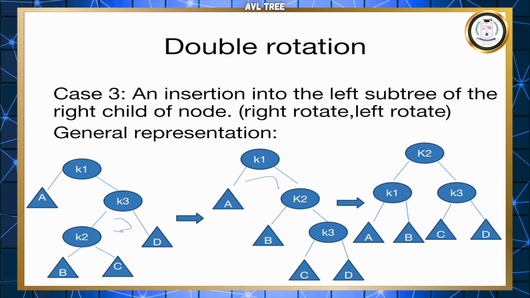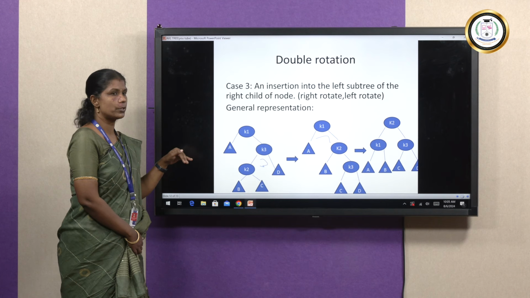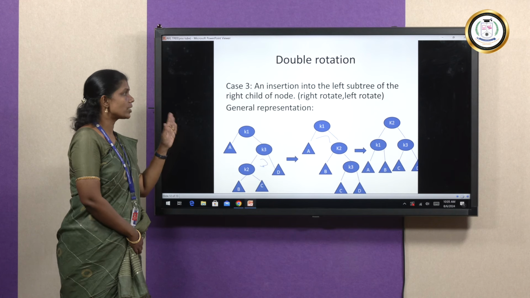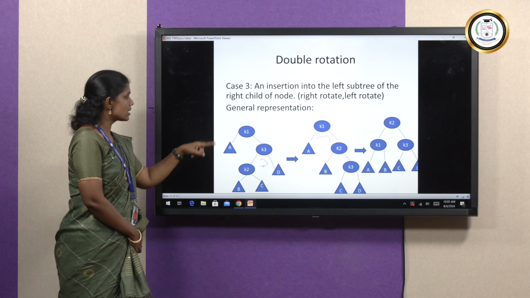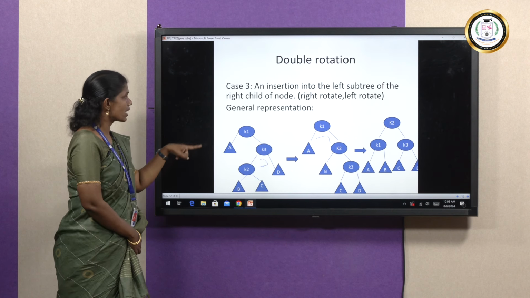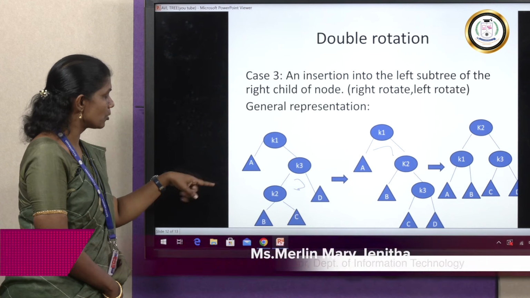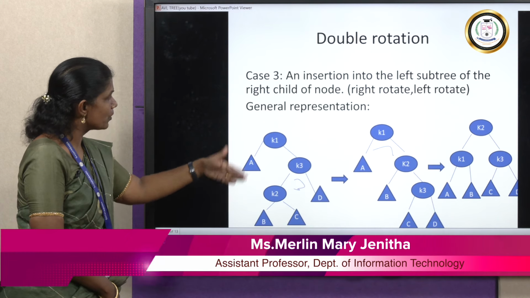Then let us see double rotation using case 3. Case 3 is insertion into the left subtree of the right child of the node. So here you have to perform two single rotations. First you have to perform the right rotation, then you have to perform the left rotation. This is the general representation for case 3. Here you have to insert the node in the left subtree of the right child.